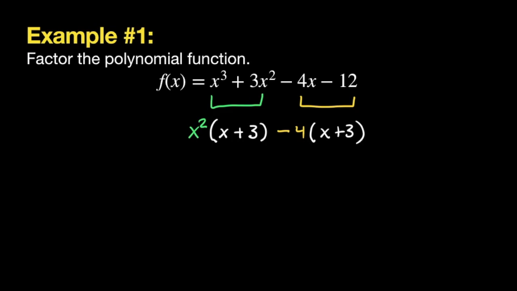The goal of using grouping is that you're going to make sure that this and this matches. Because now that we have these two, they are exactly alike, we can factor that out. So when we factor x plus 3 from both sides, we're going to be left with x squared minus 4, and that's going to be our second term. So we factor the x plus 3, we put it in the front, and then we got the x squared minus 4 right there.